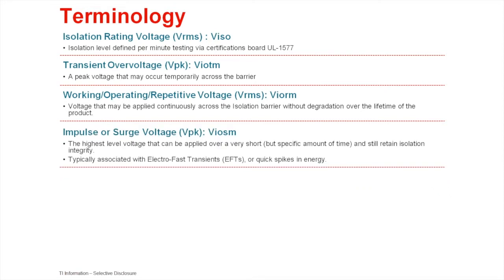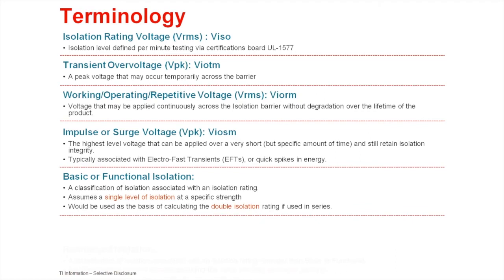Another important spec is the impulse or surge voltage, given in VPeak. This is associated with VIO-SM. This is the highest level voltage that can be applied over a very short but specific amount of time and still retain the isolation integrity. It's typically associated with electrofast transients or quick spikes in energy and the ability to handle those.